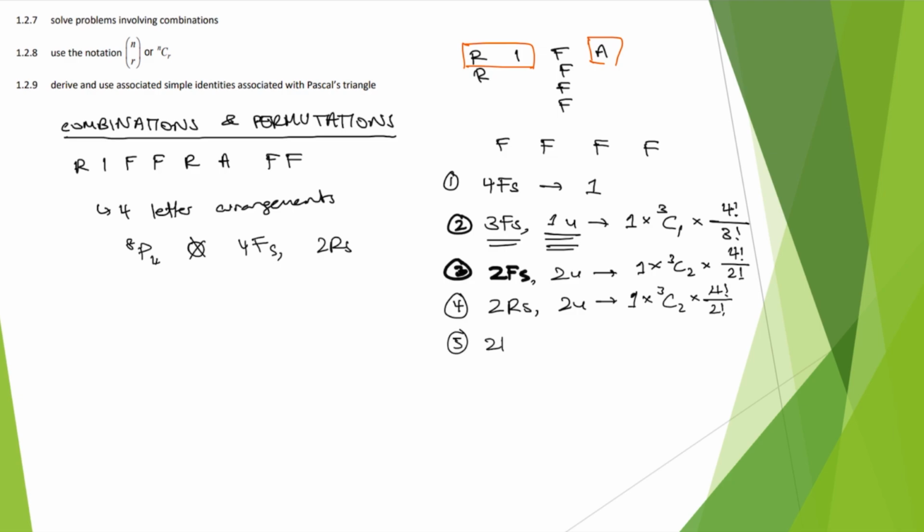Another case is where I have 2 F's and 2 R's. In this case, there's one way of selecting those F's, one way of selecting those R's, and I have 4 factorial over 2 factorial, 2 factorial arrangements. The sixth and final case is where I have all unique letters, R, I, F, and A. Thus, for unique, that is equal to 4 choose 2 times 4 factorial ways of arranging them. And to determine the total number of 4-letter arrangements taken from the letters riff-raff, I sum all of these mutually exclusive cases.